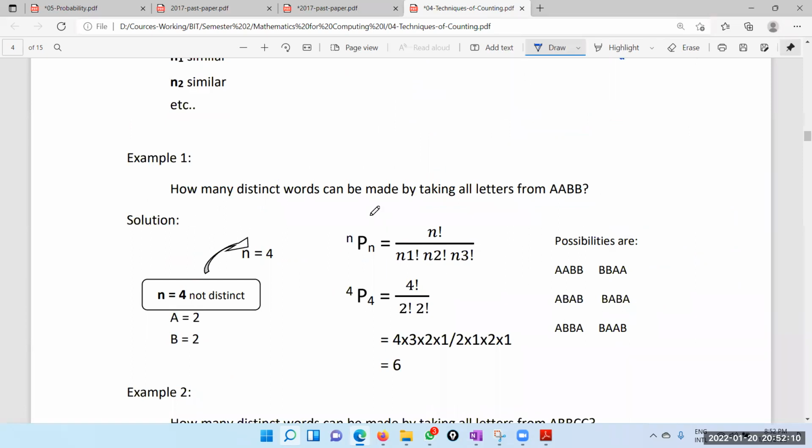So how many distinct words can be made? Here, a word doesn't need to have a meaning. If it has no meaning, we still take it as a possible arrangement. How many distinct words can be made by taking all letters from A, A, B, B?